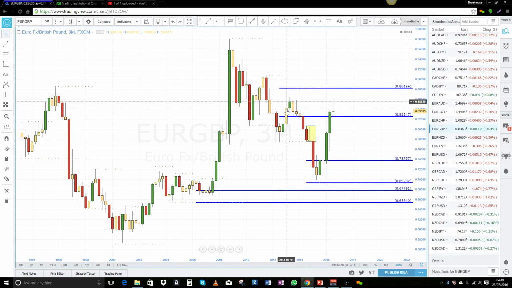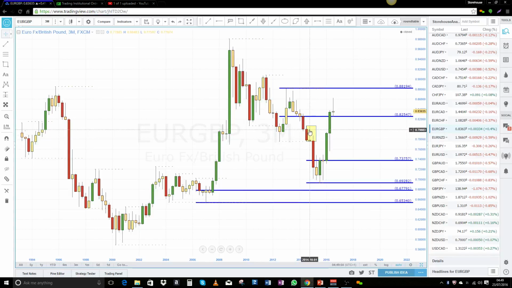Now the question is, is this area a supply zone? Well, technically the answer is yes, because it inherited its status as a supply zone from this supply zone here.